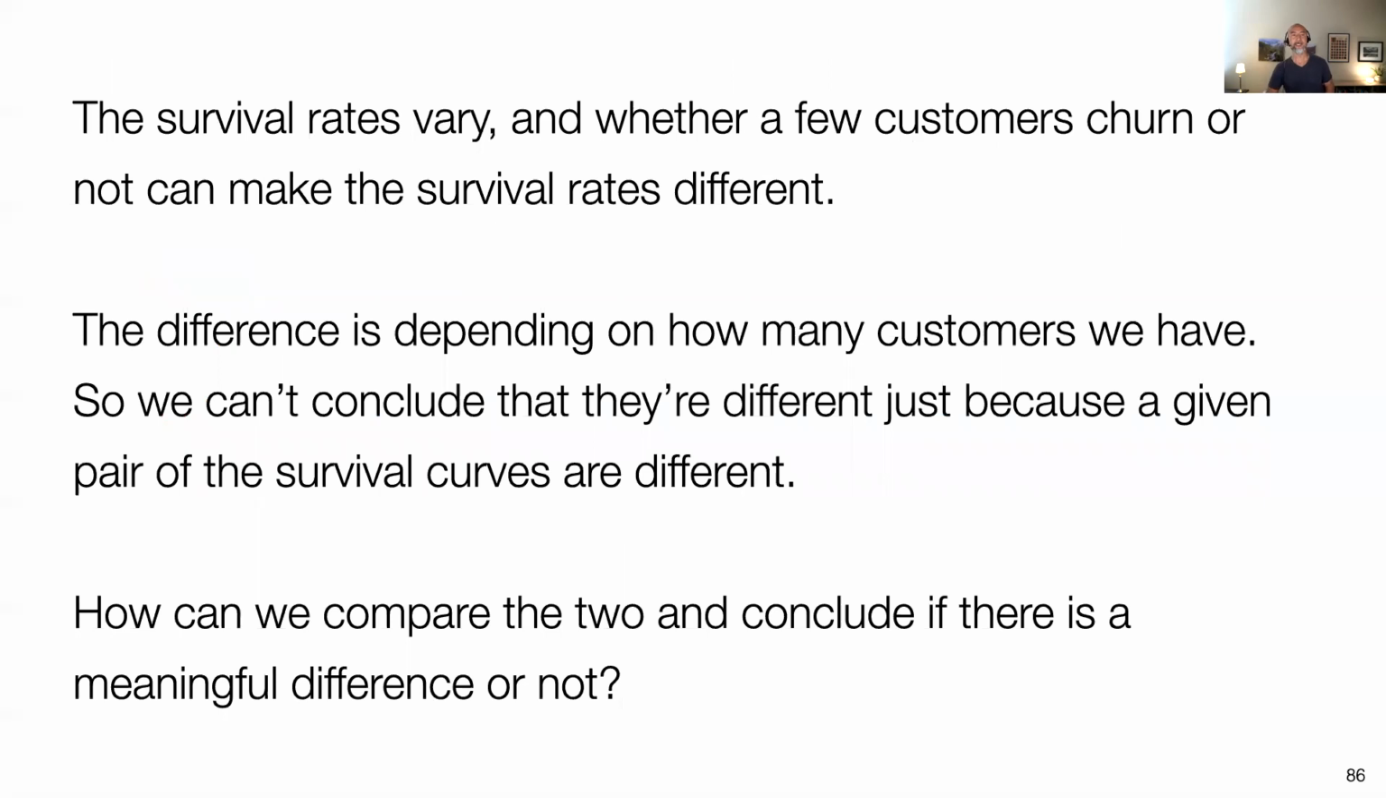So what we are seeing here is that survival rates vary. There's a variation. Whether a few customers churn or not can make the survival rates different. In the example, I used just one person, but maybe a few people might behave like that. The difference depends on how many customers we have. Whether we have 1,000 customers or only 10 customers makes a huge difference in how much variation we're going to get. So in that case, we can't simply conclude that they are different just because a given pair of survival curves, in this case Mac and Windows, are different.